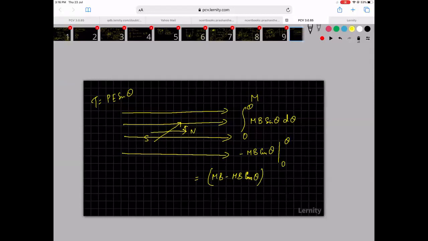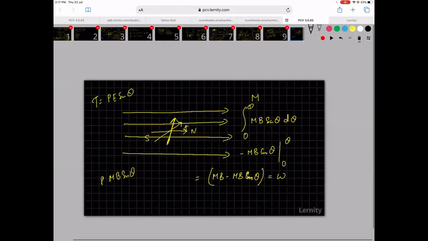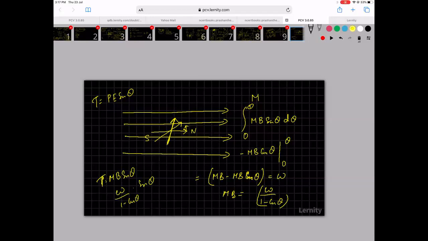If the needle is at some angle theta, the torque on it is MB sin theta. So this is given to you, W. So what is MB equal to? W by 1 minus cos theta. So what is torque equal to? W by 1 minus cos theta, into sin theta.